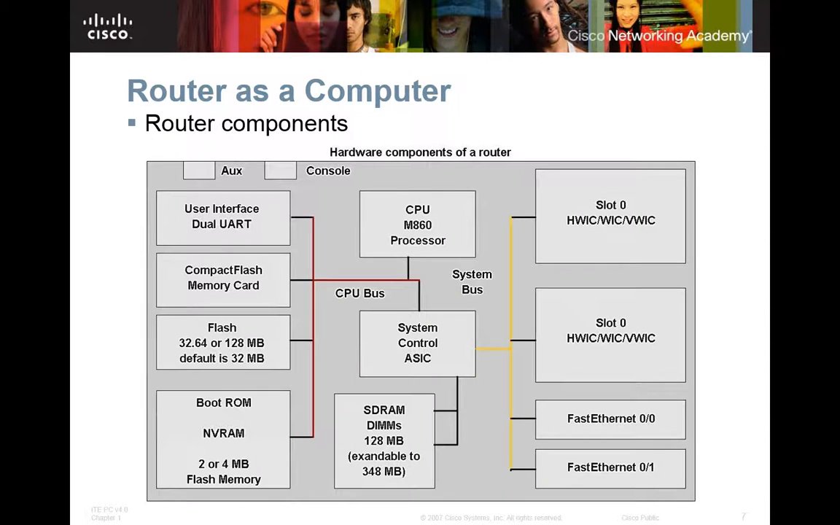Right? Here's just an idea of what you might see on the board. You're going to have your slots for your WICs and your HWICs or your VWICs, a couple of modules. Then you'll have your Fast Ethernet ports. You'll have some RAM in there. Here's your CPU and system controls. You have your user interface, your compact flash memory card if you need extra memory. Here's some more built-in flash, and then you have your boot ROM and your NVRAM.